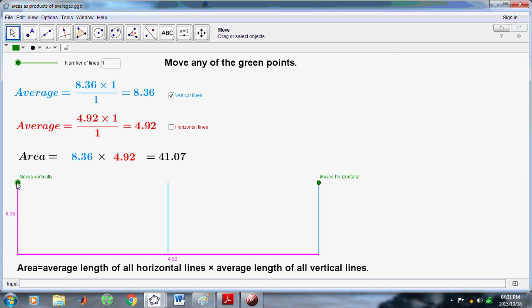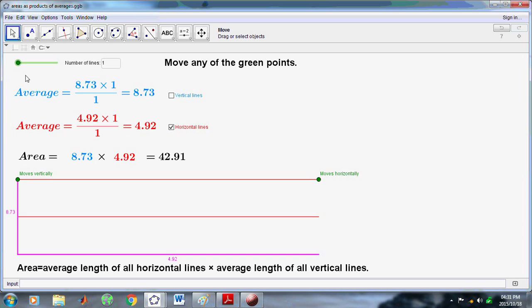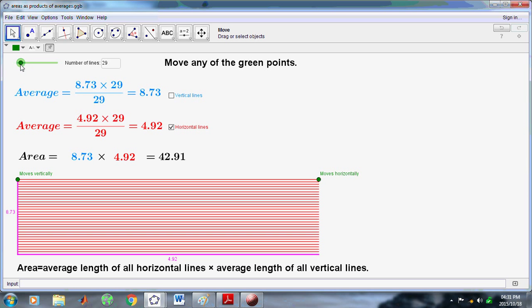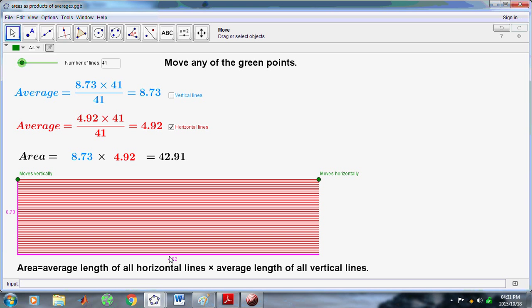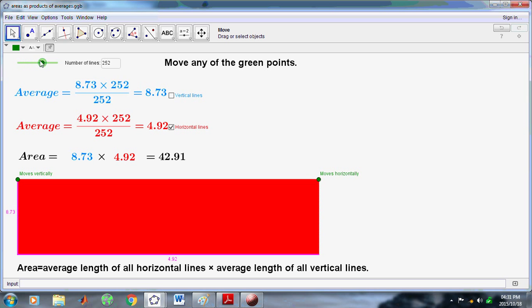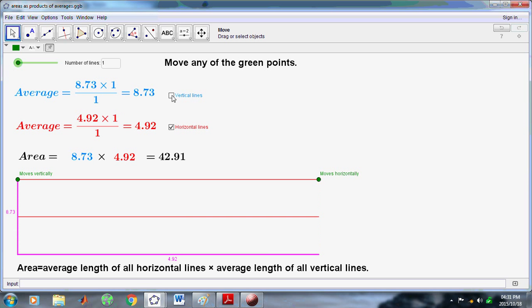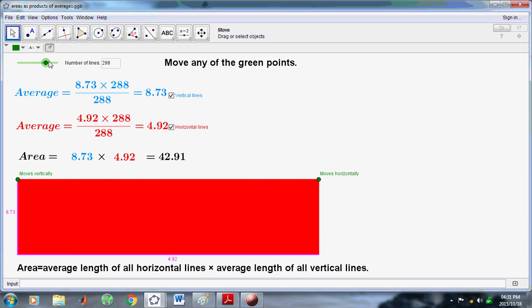And if you move it up, you'll see that, again, it doesn't matter. Same story. And you can see that if you look at the horizontal lines and you add infinitely many horizontal lines, this 4.92 is always the average of the infinitely many horizontal lines. Does that make sense? Okay, so now if we add both the vertical and horizontal lines, we have a definition of the area in terms of the product of the two sides.